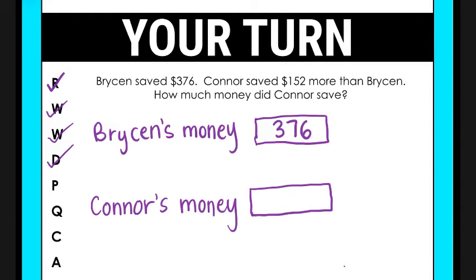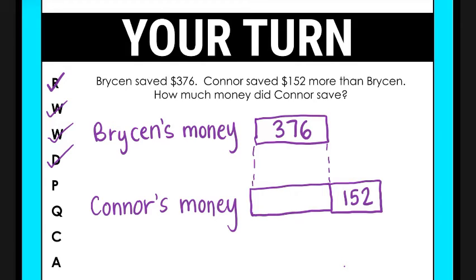Now my next sentence says Connor saved $152 more than Bryson. So I know the 152 has to do with Connor, but is that the total amount he saved? It's not. It's how much more he saved. So what we need to do is we need to add on to Connor's unit bar, because I know that these two are going to be the same size, but actually Connor saved even more. So I'm going to show that as this 152, because that's how much extra he saved.